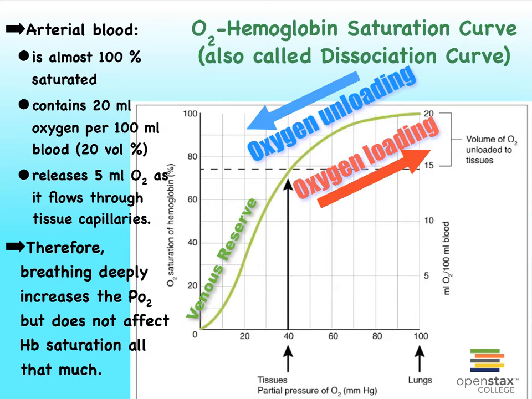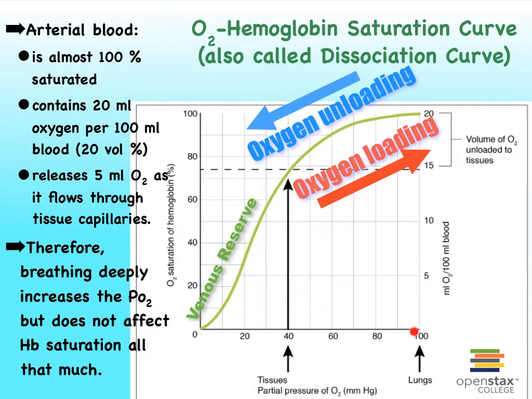First of all, on the x-axis, we see the partial pressure for oxygen, and we see some pointers here. The 40 refers to the oxygen levels in the tissues, while the 100 refers to the oxygen levels of the blood in the lungs. On the y-axis, on the other hand, we see the oxygen saturation levels of hemoglobin expressed in percentages, anywhere from 0 to 100%.